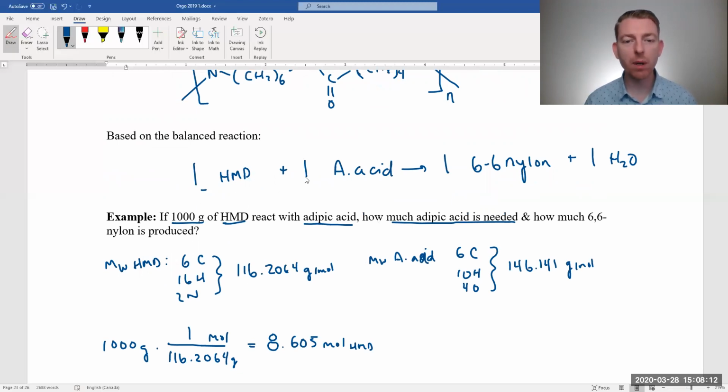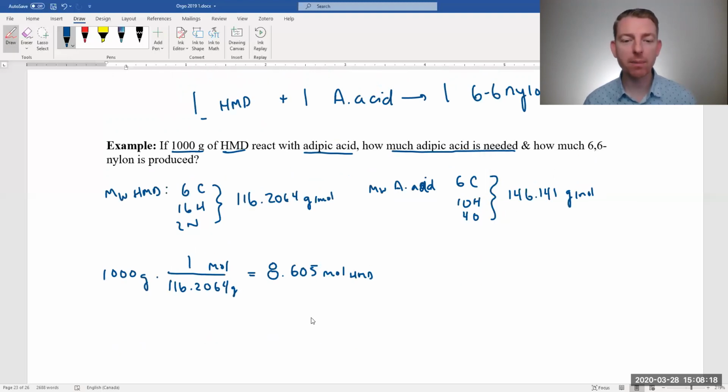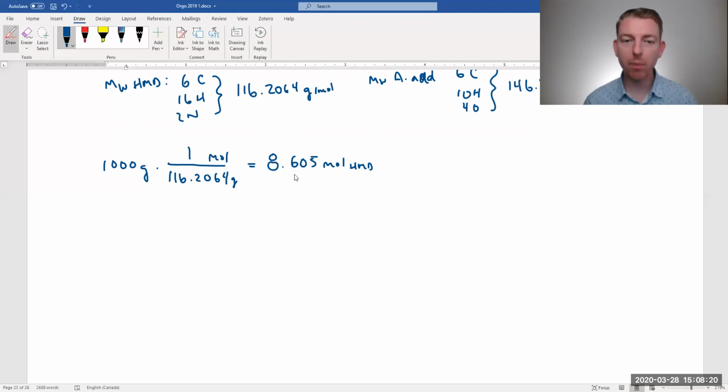Now we can use our balanced reaction to say, well, we have 1 mole of the HMD. We also need 1 mole of the adipic acid. So if we have 8.605 moles of the HMD, we're going to need 8.605 moles of the adipic acid. So how much does that weigh? That's what we're asking.